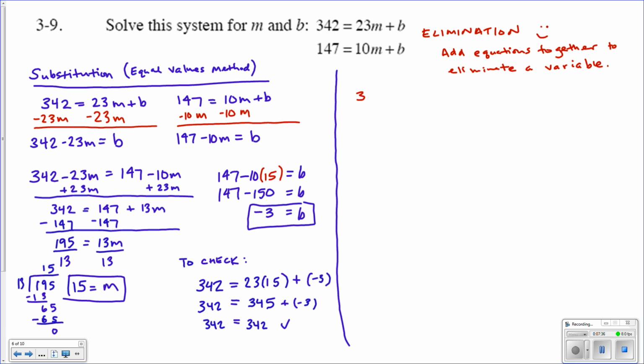Let's recopy our problem here. We've got 342 equals 23 times m plus b. And I'm going to set it up just how it is here. I'm going to put my 147 directly beneath, my 10m directly beneath my m term, and then plus b here at the end. In order to do elimination, I need opposites. So the closest I have are b and b are the same value. So if I want to make this be the opposite, I'm going to multiply everything on both sides times a -1.